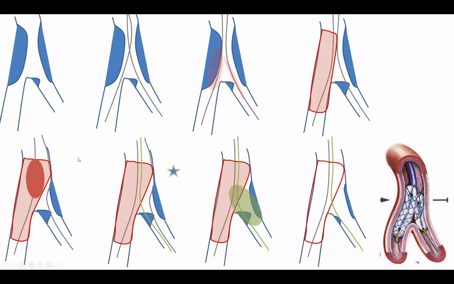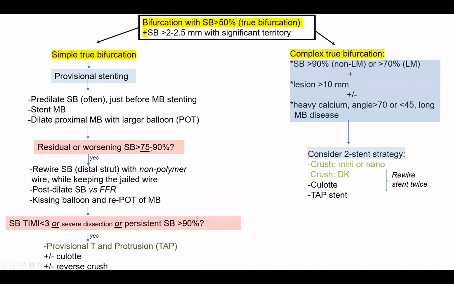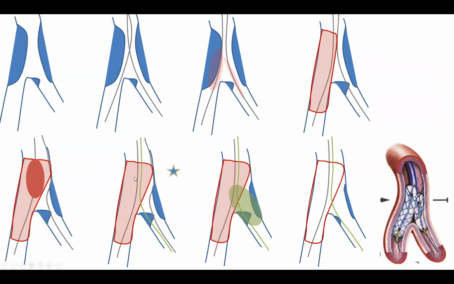Like I said, if after doing POT, is there a residual stenosis over 75 to 90%? Again, different studies do use different numbers. Most of them use 75%, and it depends on the size of your side branch. If it is yes, then you have to rewire that side branch while keeping the jailed wire as a marker. You rewire that side branch.